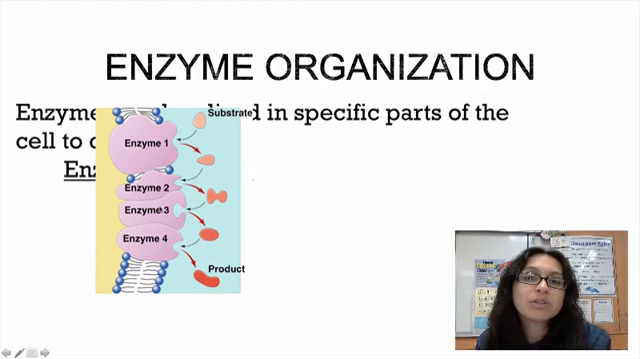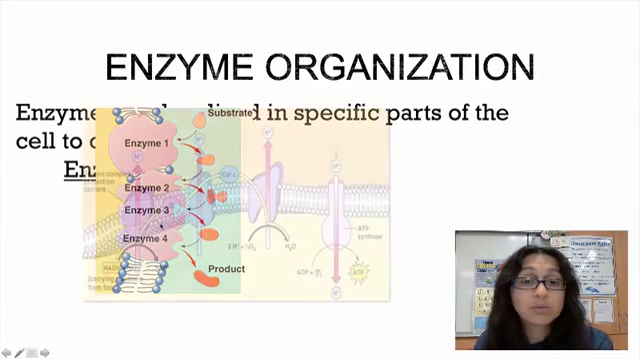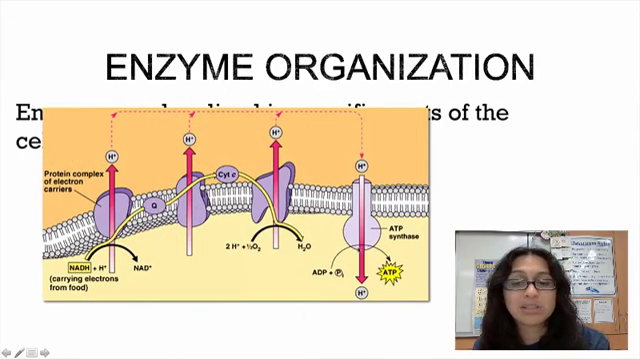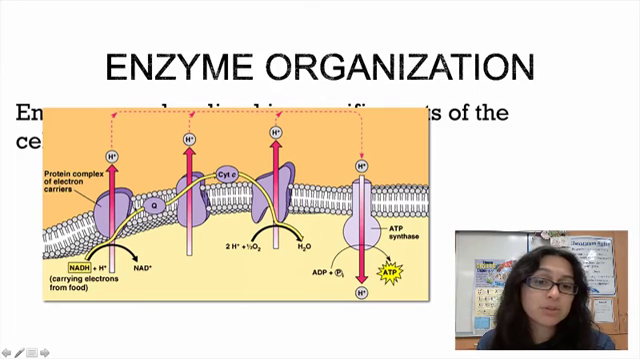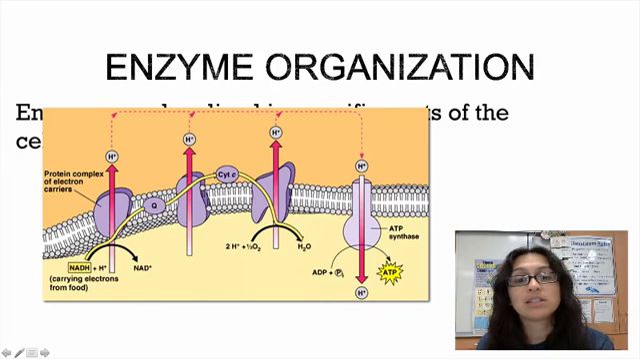So in order to make sure that the cell doesn't waste energy, doesn't waste materials, enzymes are often organized into what we call complexes. Another really good example of this is here, what we see here, the electron transport chain. In the electron transport chain, the enzymes are organized into complexes that can pass along products, in this case pass along electrons and pump out hydrogens here. So you have this very unique organization to make sure that the cell is run efficiently when it comes to enzymes.